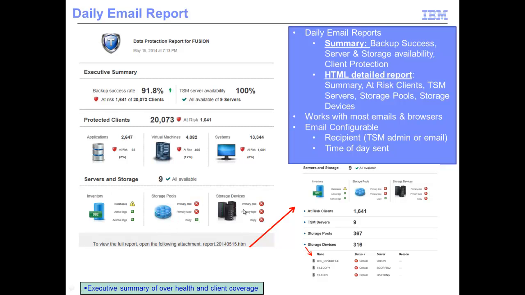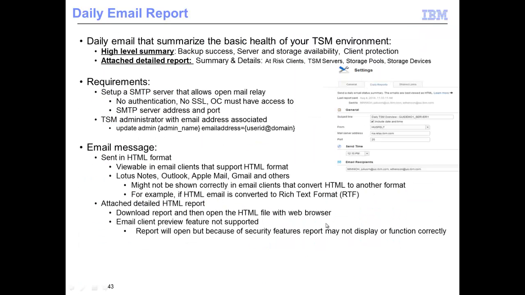You can then click on an attachment and it'll open up and give you specific information for each of those categories. It's very easy to set up this daily email report. You simply go into the settings category and choose daily reports, and from inside of there you can specify who it goes to, what time it kicks off, and which email server to utilize.